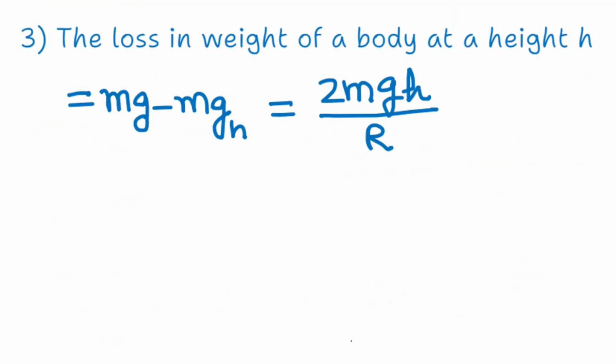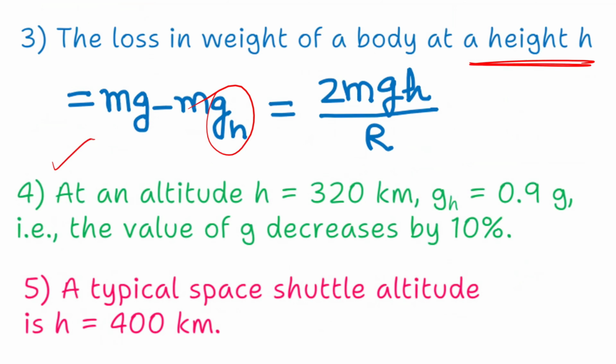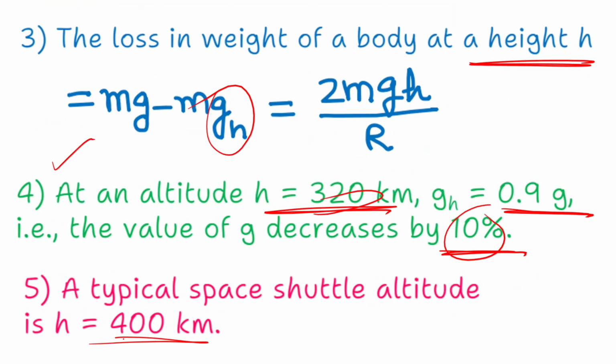Third point, the loss in the weight of the body at height h is nothing but mg minus mg at height h, so you can say 2mgh upon r. And fourth point, at any altitude h equal to say 320 kilometers, gh is equal to 0.9 of g. That is, the value of g decreases by 10%. You can calculate this percentage by using the formula and putting the value of h. And fifth point, a typical space shuttle altitude is h equal to 400 kilometers.